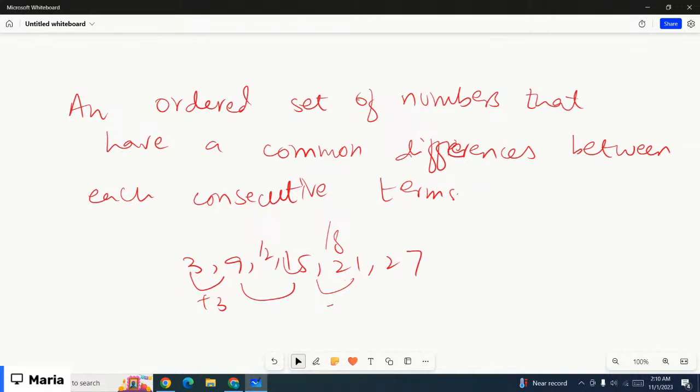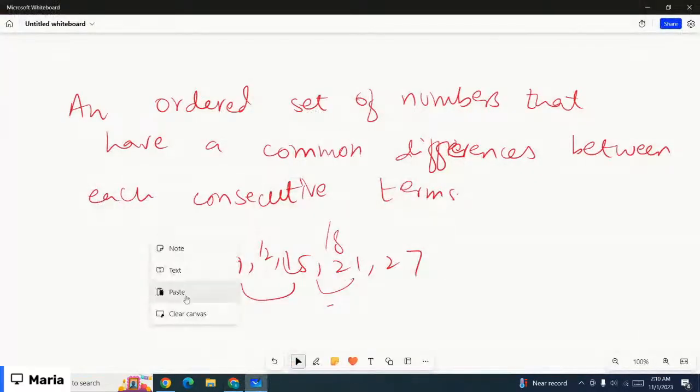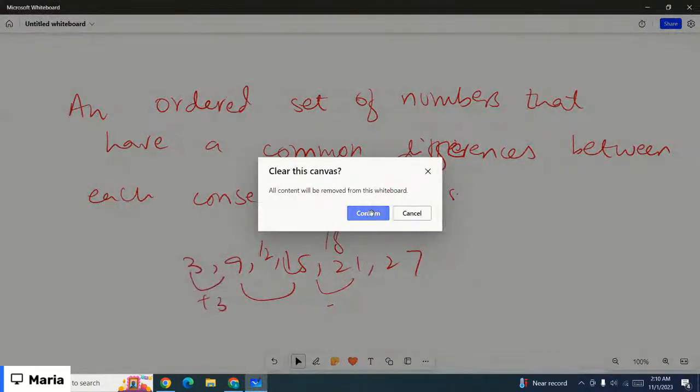Okay, let's just see which is the next one. The next one is complete a geometric number sequence. Okay, let's just see how do we complete the geometric sequences and what are the geometric sequences, right? For example, you are given a sequence 1, 4, 16, 64, 256. You have to find the next number in the sequence, right? So you have to find the pattern, right? Okay, let's see how they are increasing.